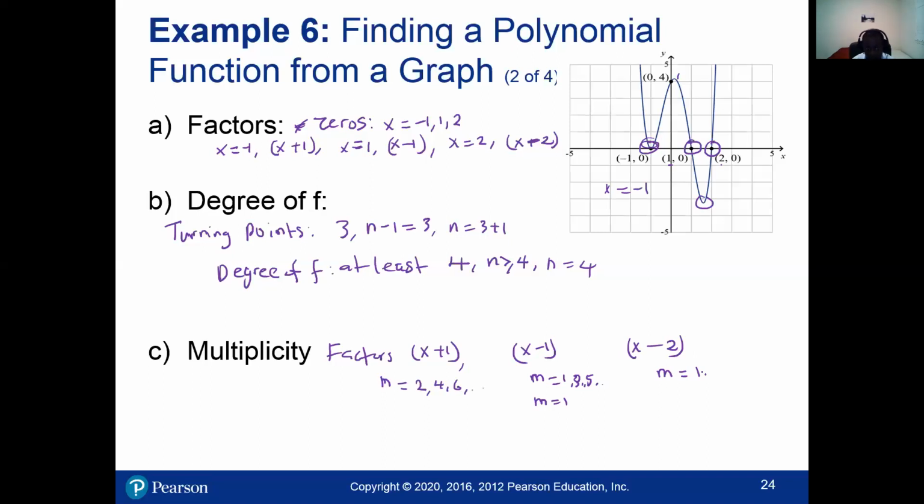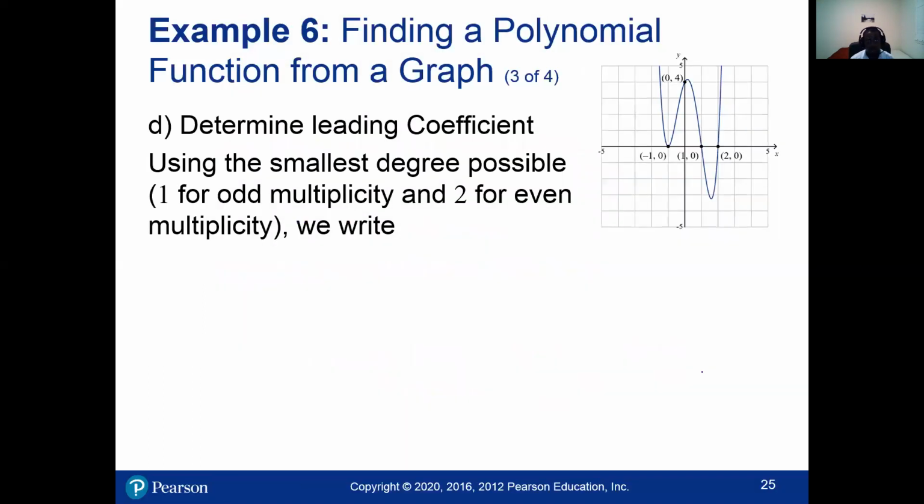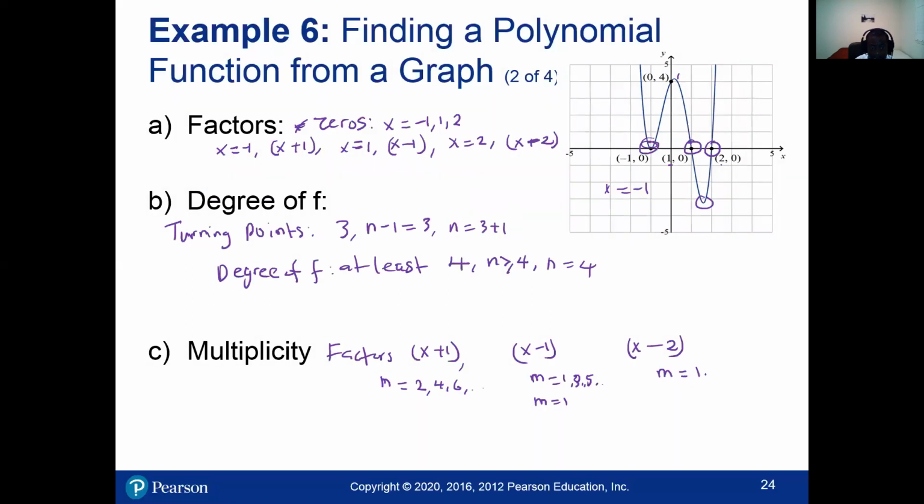Okay, so with this, we should be able to write a function. And the thing we need to do is find the leading coefficient, just as we did in the case of quadratic functions in chapter 3. So we need to determine the leading coefficient using the smallest degree possible, which will be 1 for odd multiplicity, and 2 for even multiplicity.